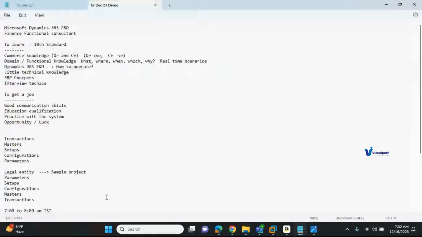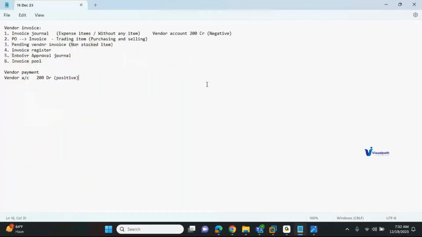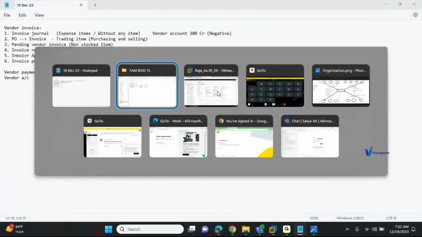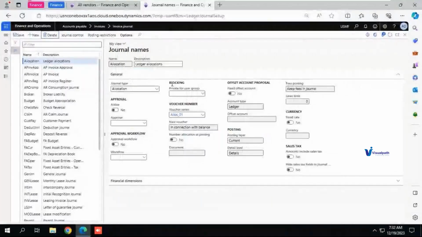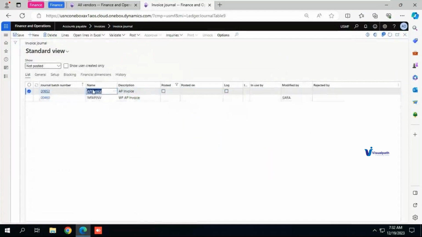So as I told you, setups and configurations is a huge subject you need to learn in finance a lot. Okay, you are going to learn that after some time. Now I'm closing. So I have selected the invoice journal name. Click on the lines button.